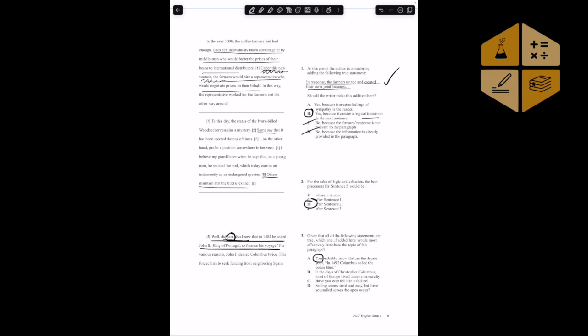So that fits well. B says, in the days of Christopher Columbus, most of Europe lived under a monarchy. Well, that doesn't address you. It doesn't address something you know. So it's not going to be B. C says, have you ever felt like a failure? And that's in the second person, but it doesn't have anything to do with what you know. So it's not C either. And D says, sailing seems timid and easy, but have you sailed across the open ocean? Okay, again, it's in the second person, but it doesn't address something you know. And for all those reasons, number 3 is A.